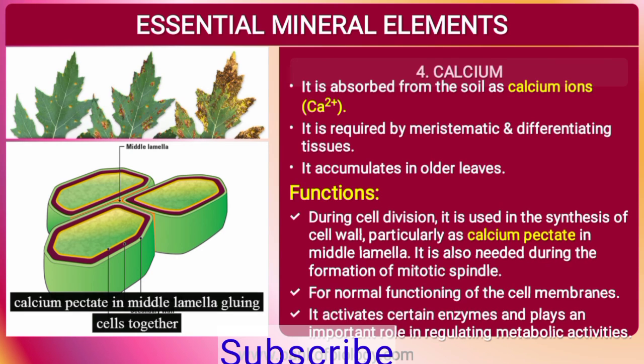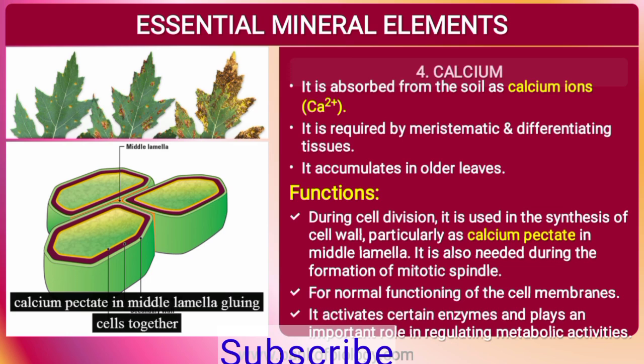Number 4 is calcium. It is absorbed from the soil as calcium ion, Ca2+, means to say it has lost 2 electrons. It is required by meristematic and differentiating tissues, means to say when cells are newborn they are undifferentiated, their function is not properly known. When they mature enough, they perform their functions, they are differentiated. It is accumulated in older leaves, means to say when leaves get older, calcium is deposited into them.